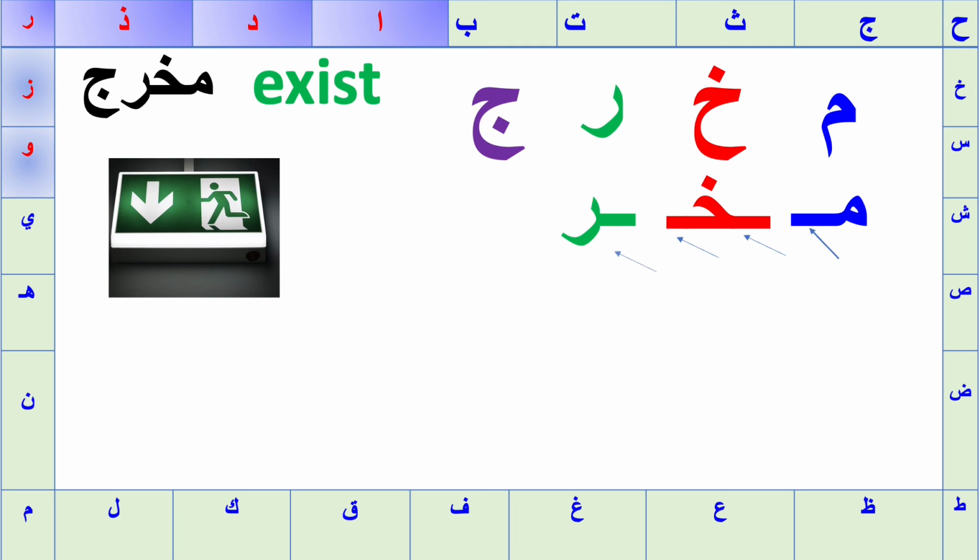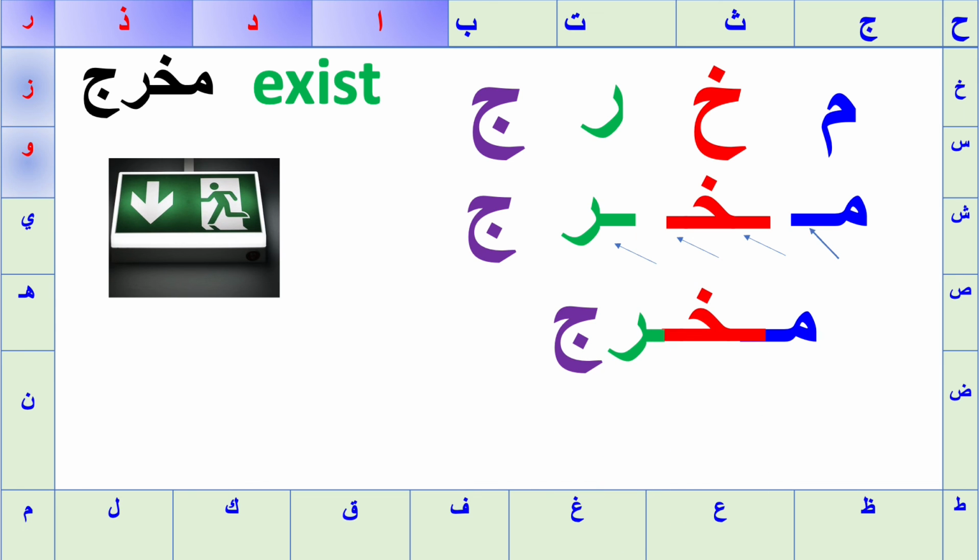Makhraj. The j cannot connect with the preceding letter because the preceding letter is an r, and the r cannot connect with the following letter. It can connect with the preceding letter. So you get makhraj. Clearly those letters will come closer to one another when they form the word makhraj.